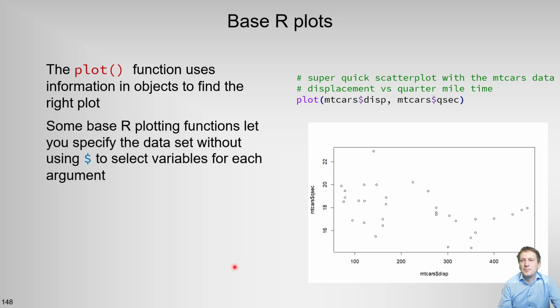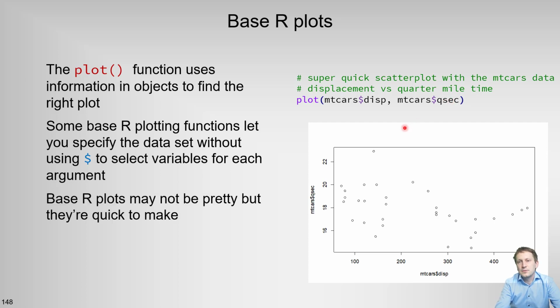Some base R plotting functions let you specify the data set without using the dollar to select the variables. That's also a very nice feature of those functions that makes the syntax a little bit easier to read. But I'm going to use a dollar operator in this example. So here we are actually showing the displacement against the quarter mile time in the mtcars data set. So it's simply plot mtcars$disp, comma, mtcars$qsec. So that creates a very basic scatter plot. Base R plots may not be pretty, but they're quick to make.